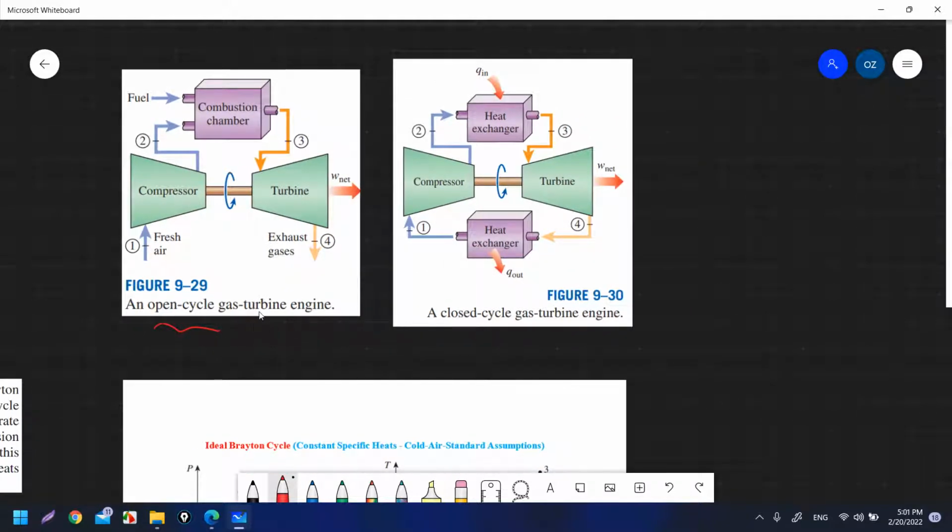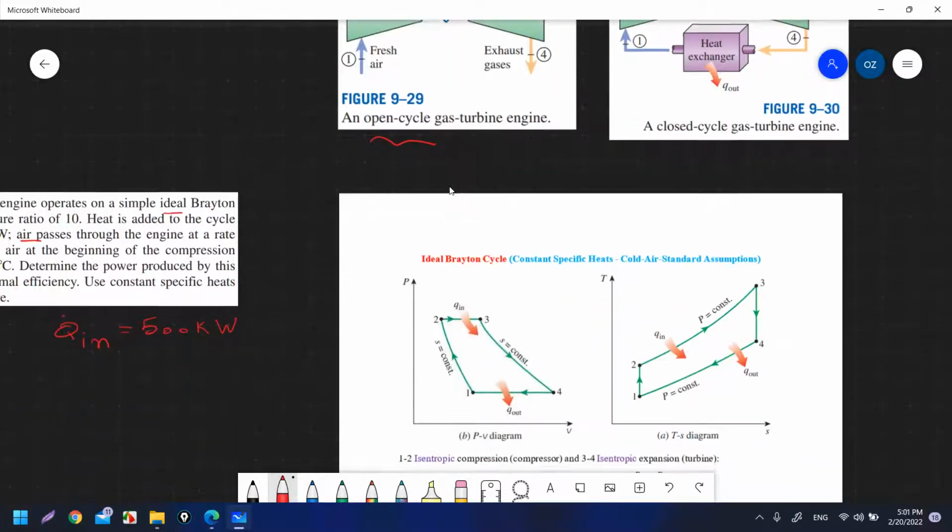And what we have done in the Otto, Diesel, and Dual cycles is that we have a closed cycle. The mass flow rate completes a closed cycle.